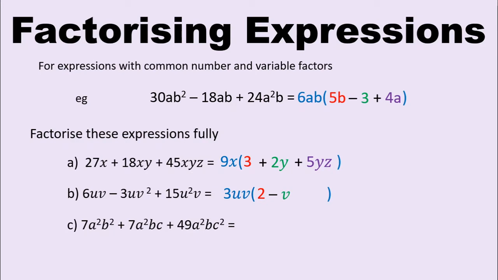Our third term, 15u squared v. Again, number by number, positive 15 divided by positive 3 is going to give me a positive term of 5. And then we look at our letters. u squared divided by u will leave me with a single u, and v divided by v will cancel out the v. So that's going to be positive 5u.